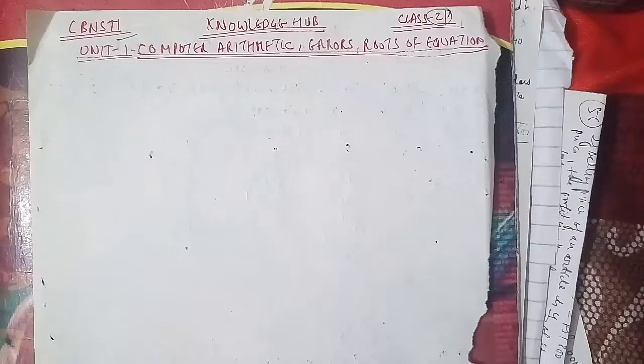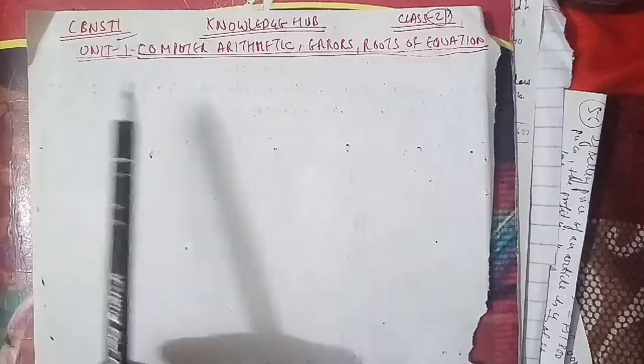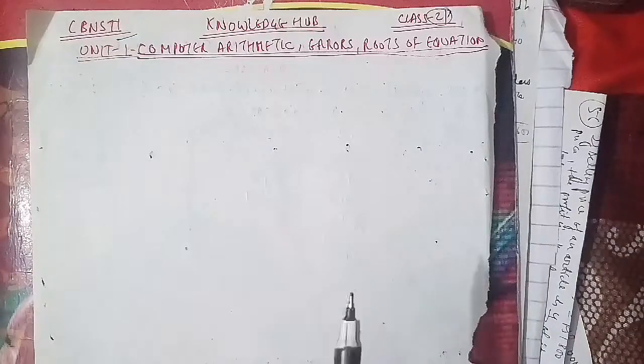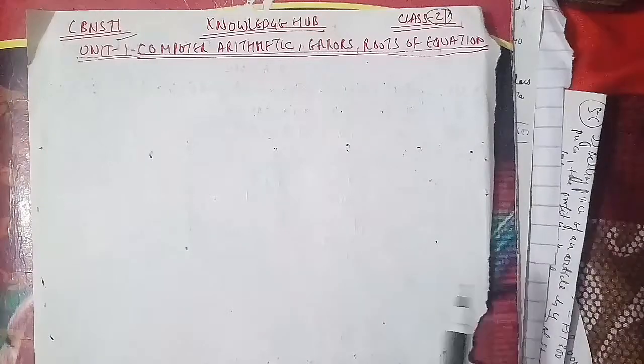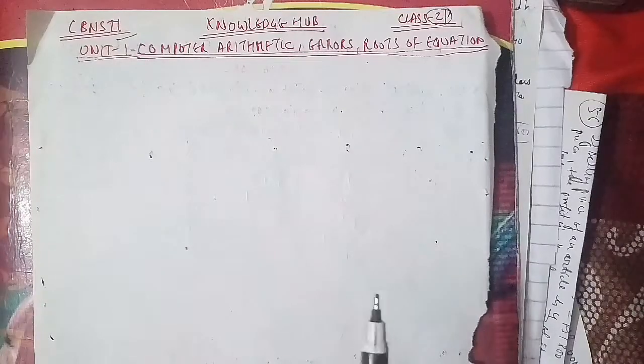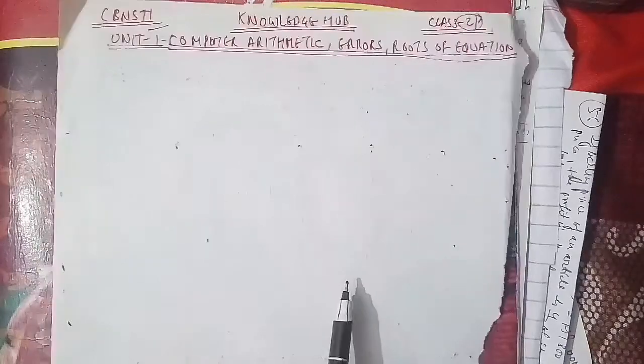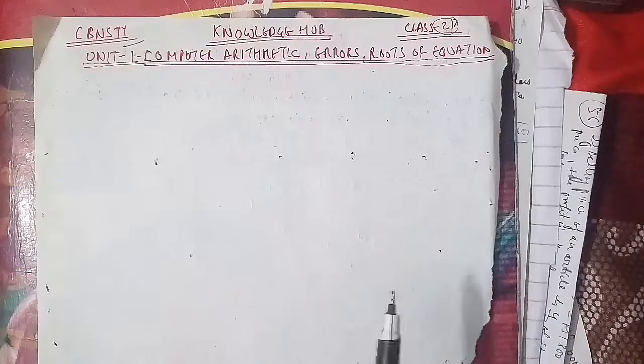In the 20th class, we started with Unit 1, which covers computer arithmetic, errors and roots of equations. Here we did the bisection method, Newton-Raphson method, iterative method and successive method, and then the Bairstow method, which is used for polynomials, where we have to find the quadratic factor.